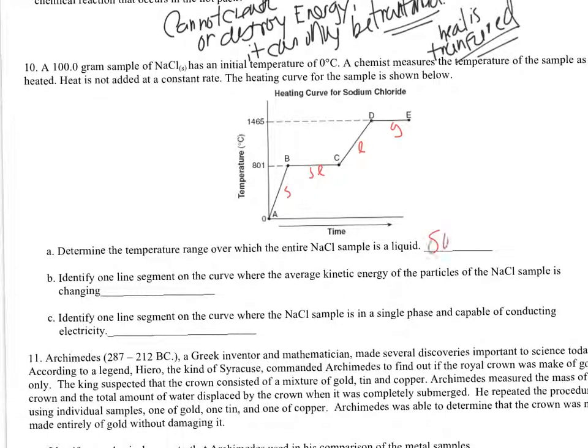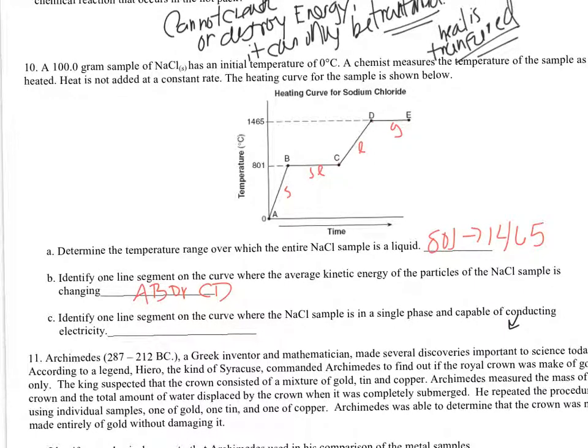So that is 801 to 1465. Identify one line segment on the curve where the average kinetic energy of the particles is changing. So anytime it is changing is on one of the diagonals. So you either have AB or CD, and either one is acceptable. Identify one line segment on the curve where it is in a single phase and capable of conducting electricity.